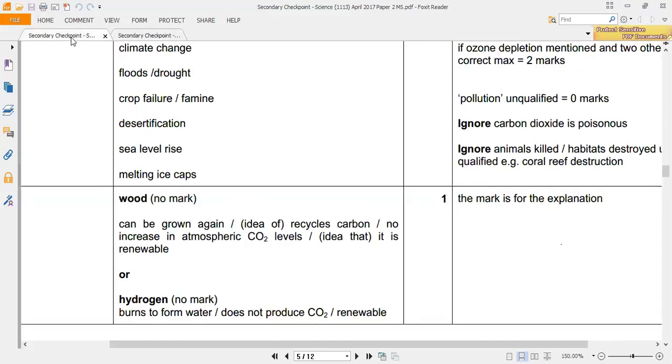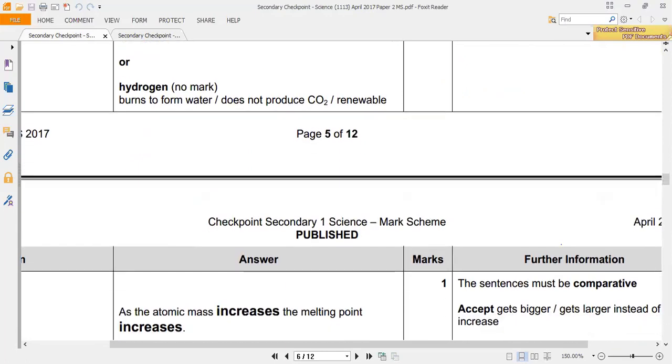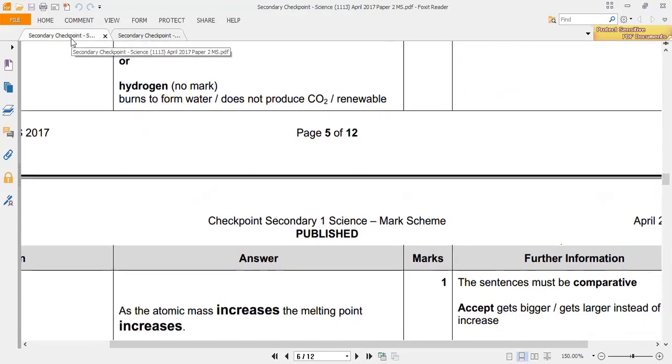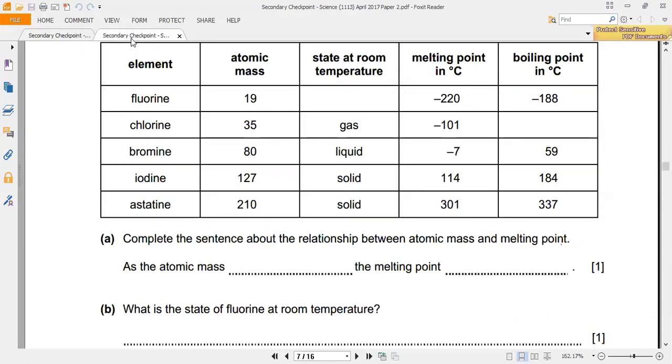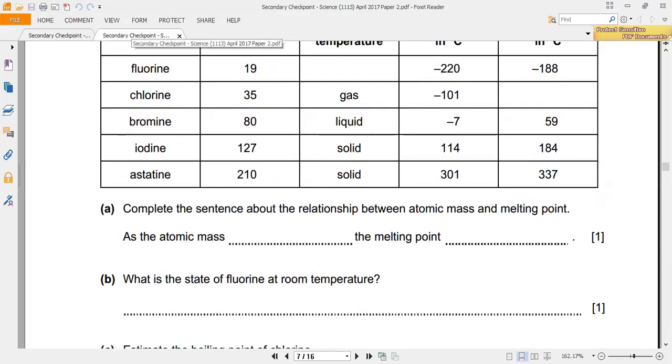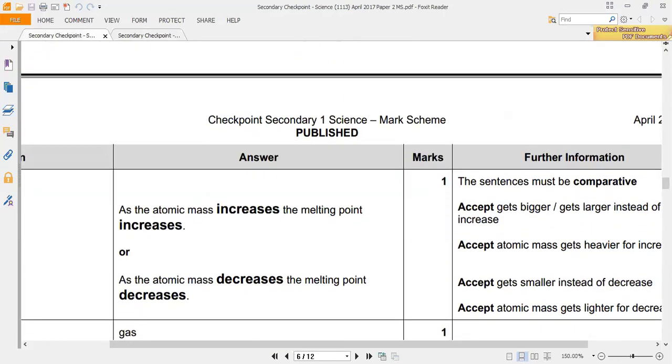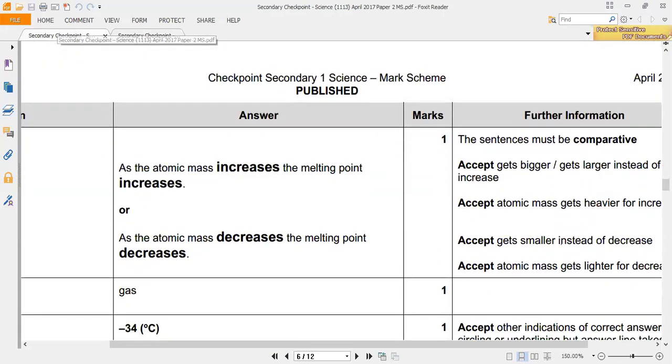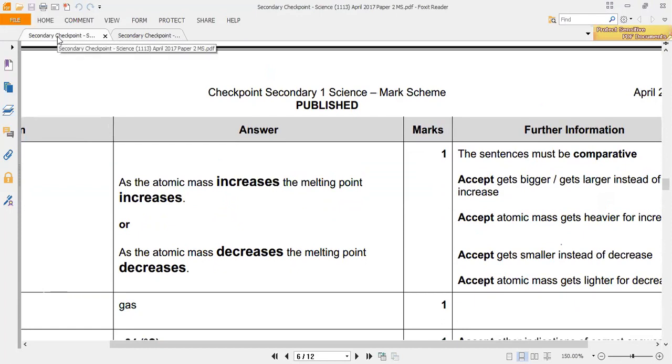Let's check the answers. Increase, increase, increase, increase. Number B, what is the state of fluorine at room temperature? Fluorine, of course, they are halogens. All of them are gases at room temperature.